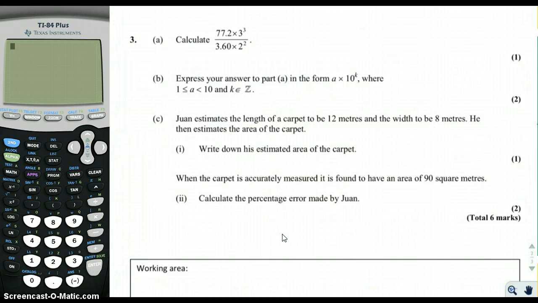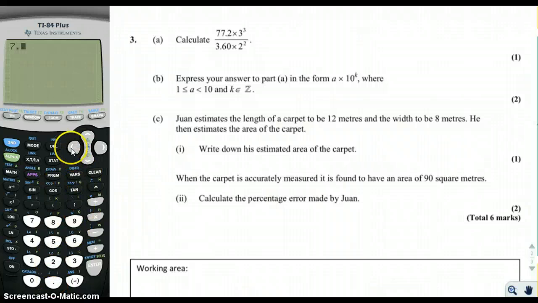Review problem number 3. This one is more tricky. You have to be careful with PEMDAS in your calculator. I'm just going to type it in as it appears here with no parentheses just to show you what happens. So that's going to be 77.2.